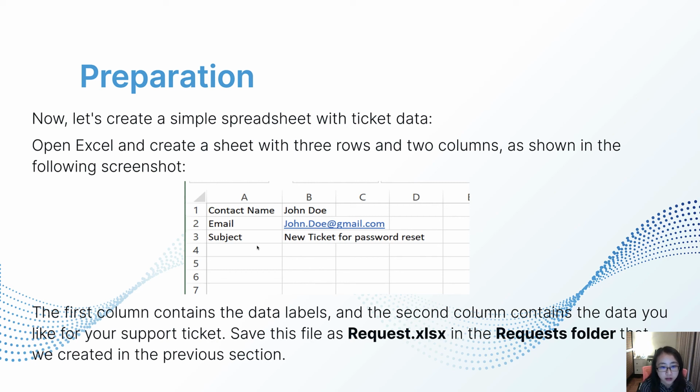So here you notice that the field names are stored in the first column and the values are stored in the second column. This is slightly different from our previous projects where we store the field names in the first row and the values in other rows. So here this is slightly different.